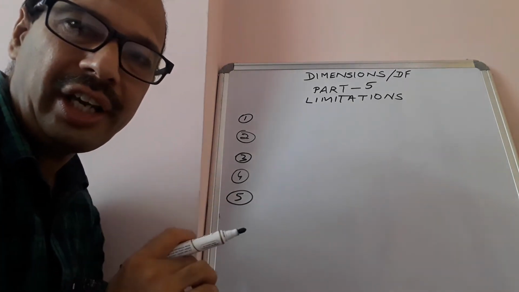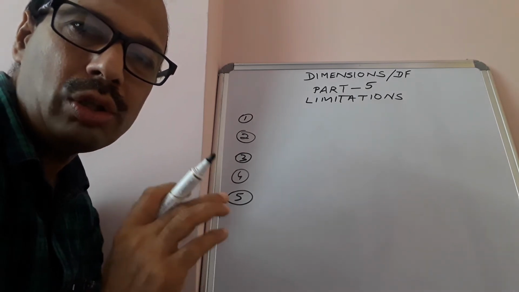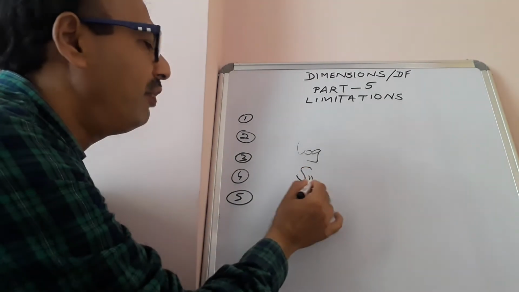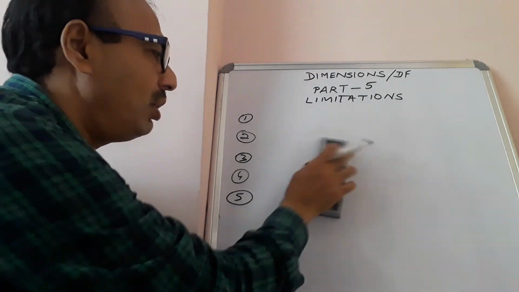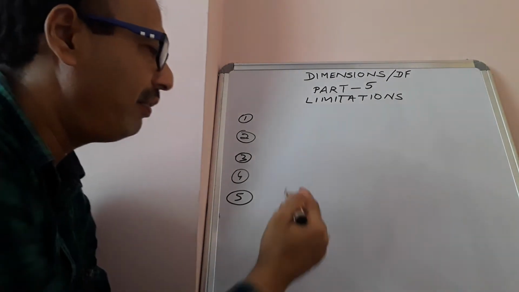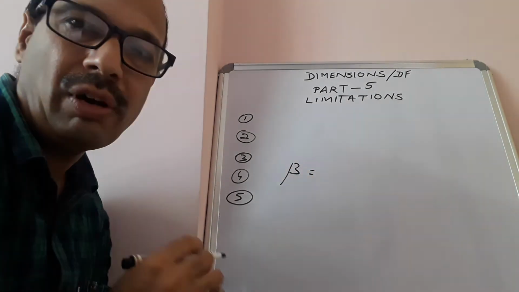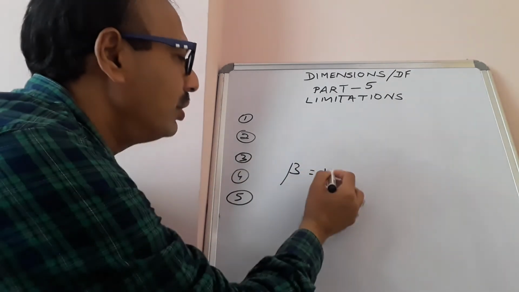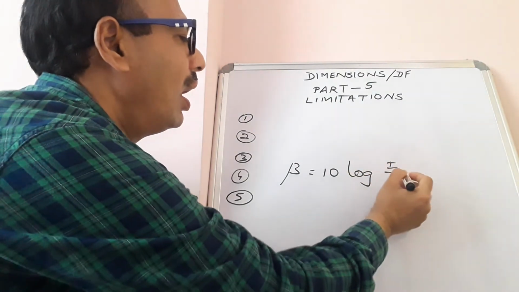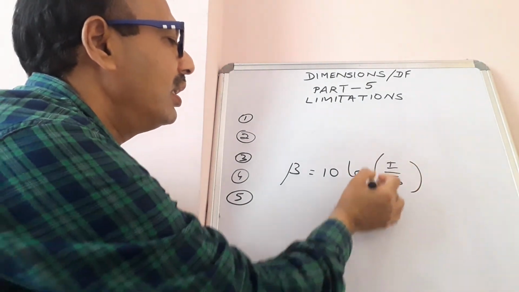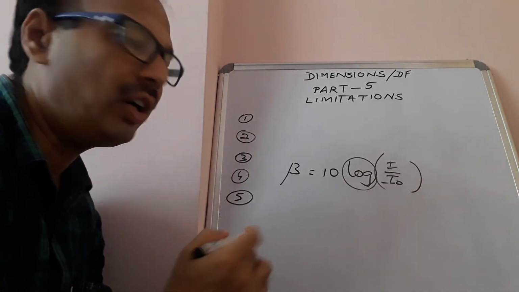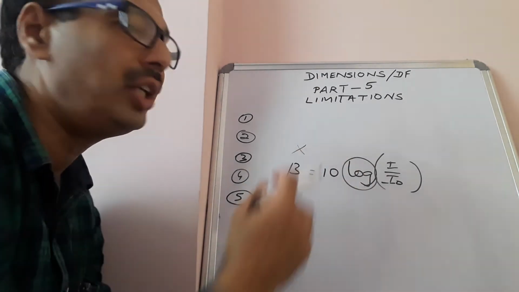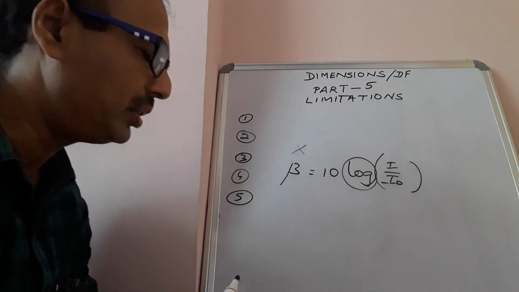Next, if the equations have non-algebraic functions like logarithmic functions, trigonometric functions, such type of equations also cannot be derived. For example, the formula for sound level, that you will learn in that chapter, not here. So, sound level is log of I by I naught. Here, this contains a logarithmic function. So, such type of equations cannot be derived by using dimensional analysis.